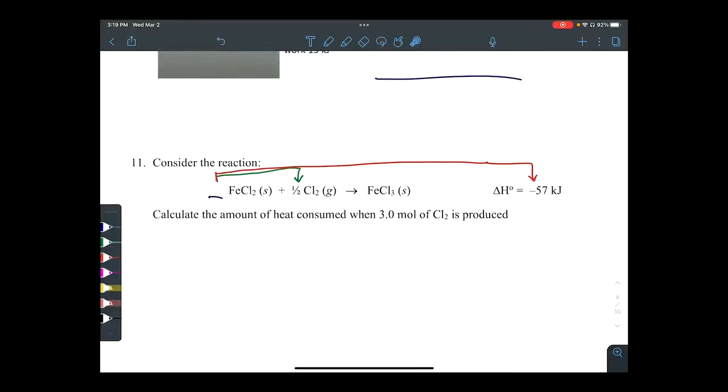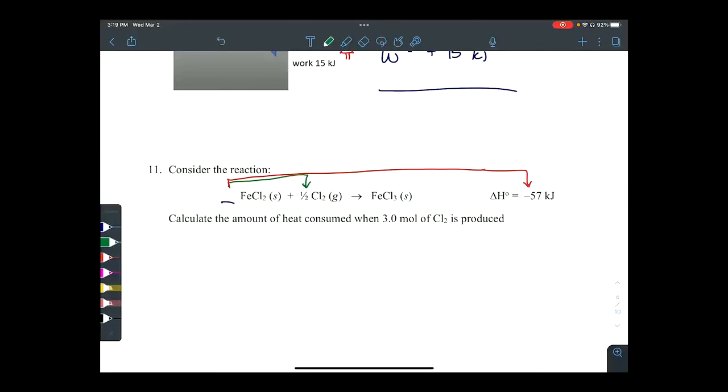All right. So this question is saying, let's calculate the amount of heat consumed when 3 moles of Cl2 is produced. So this reaction is showing iron 2 chloride plus chlorine gas gives us iron 3 chloride. So if we want to produce chlorine, do we want to do the forward reaction or the backwards reaction? The backwards reaction. Do I need a new reaction to figure that out? No, we can just, what can we do? Reverse the reaction.